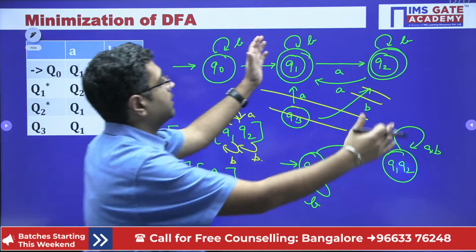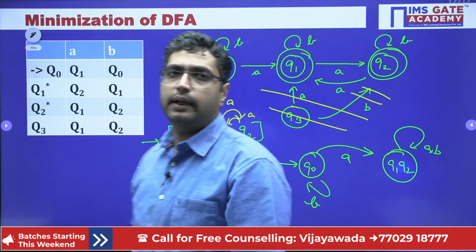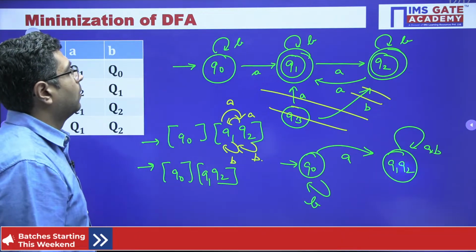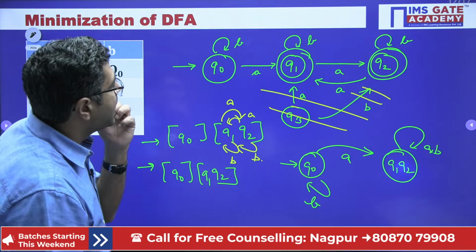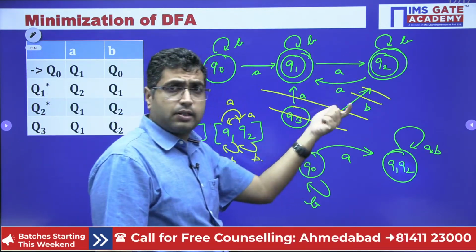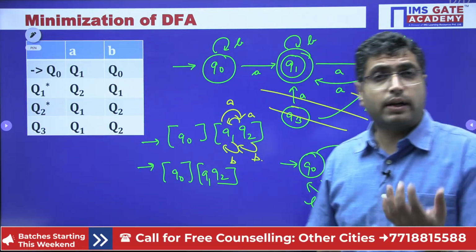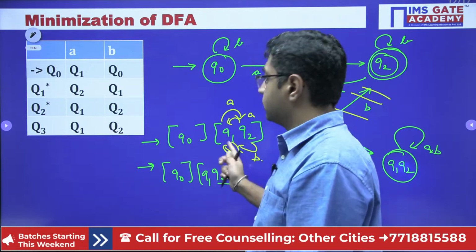So Q1, Q2 has been merged. On B, they are remaining on themselves. On A, they are going to each other, which are also final. So they have the similar set behavior, and therefore they have been merged. Right? So it's tough to understand that way. Therefore, it is better to use this approach.